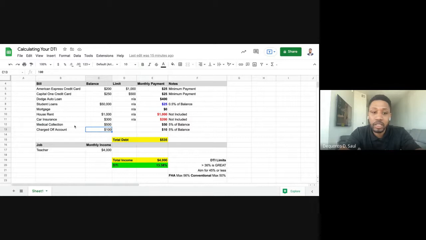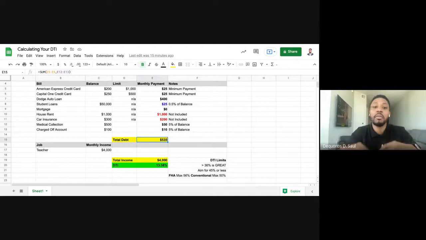With collection accounts and charged off accounts, most lenders typically only take 5% of the balance. So with this $500 medical collection, it's going to be 50 bucks. And for this charged off credit card at $100, they're only going to add $10 towards my DTI. So I've got all of my totals, which gives me $535 total debt.